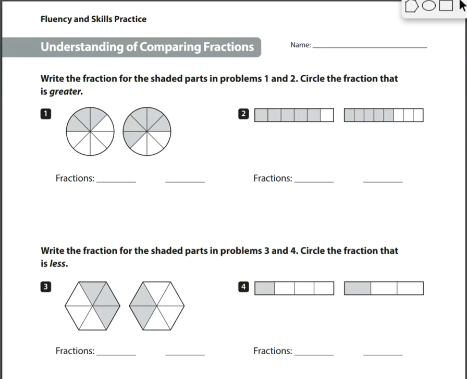Alright guys, happy Wednesday. We are going to take another look at comparing fractions. Today we will do it visually with models.